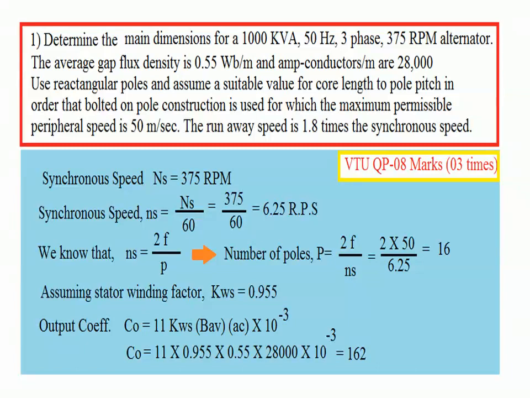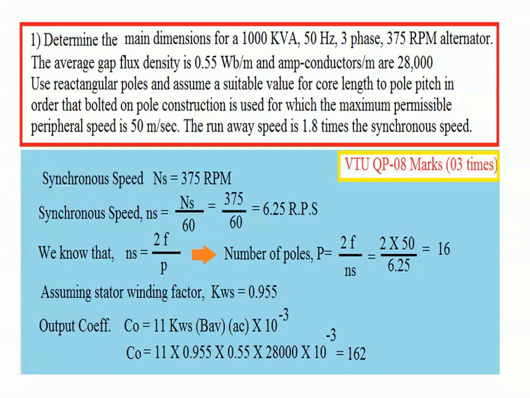Hence, first step, you convert the given speed from revolutions per minute into revolutions per second. 375 divided by 60 is 6.25 RPS. This synchronous speed is also equal to 2f by p. With the help of this equation, you have to calculate the number of poles. Number of poles equals 2f divided by Ns. You are getting 16. Stator winding factor is not given, so you assume the stator winding factor as 0.955.